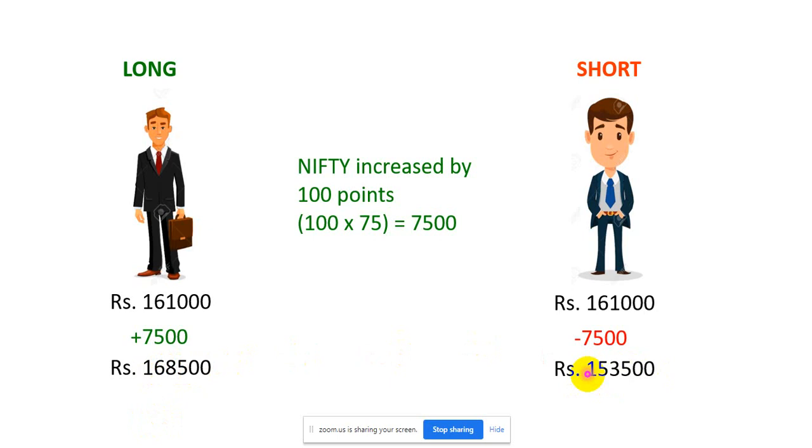Now this happens in the evening. So the next morning at 9:15 he has to come with 1,61,000. Next day morning also he has to again come with 1,61,000. So this 1,53,500 is the balance. He has to top up this 7,500 rupees when he comes the next day morning.